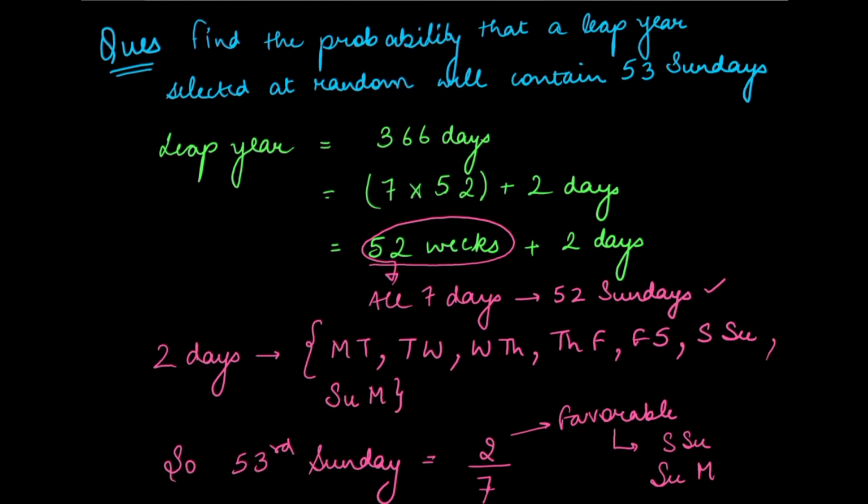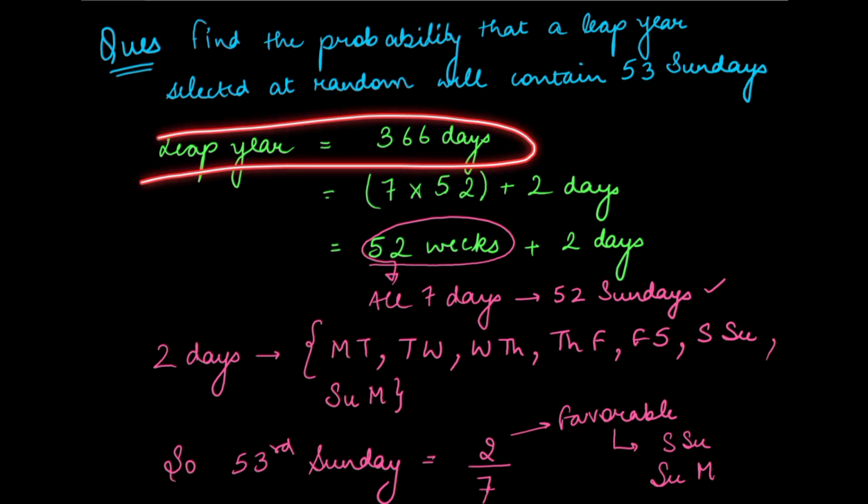Next question: find the probability that a leap year selected at random will contain 53 Sundays. What is a leap year? A leap year is a year in which we have 365 days plus 1 extra day, that is a total of 366 days. So a leap year has 366 days.